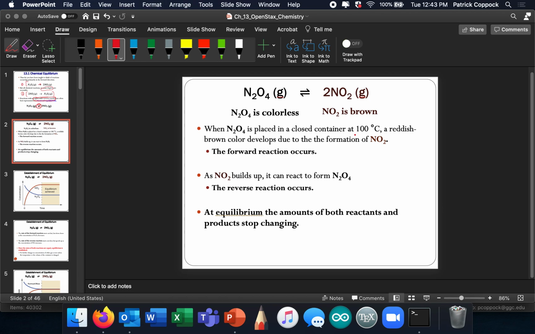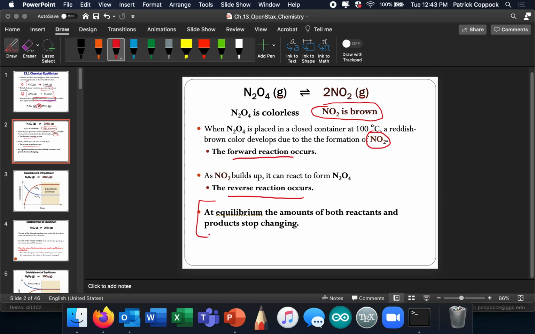So let's look at this now. When dinitrogen tetroxide is placed in a closed container at 100 degrees Celsius, a reddish-brown color develops due to the formation of NO2, because NO2 is brown, all right? So when we put dinitrogen tetroxide in a closed container, we do see some brown forming. The forward reaction does occur. Now, as NO2 builds up, it can react to form dinitrogen tetroxide, and the reverse reaction occurs.